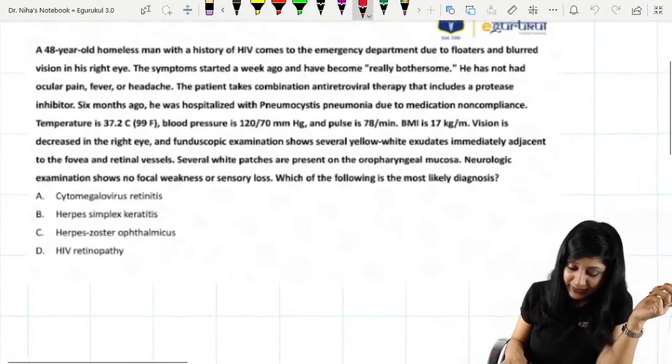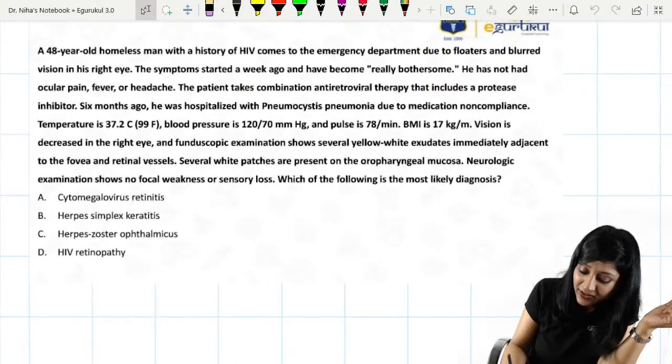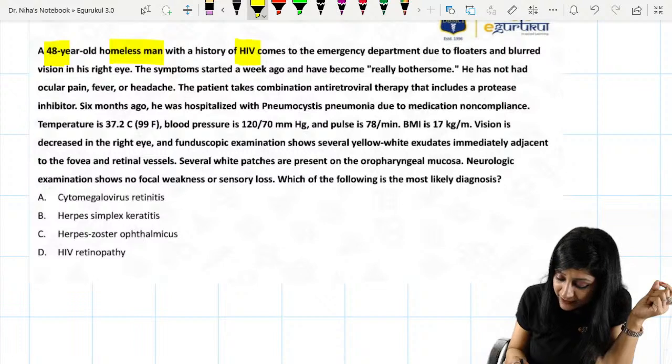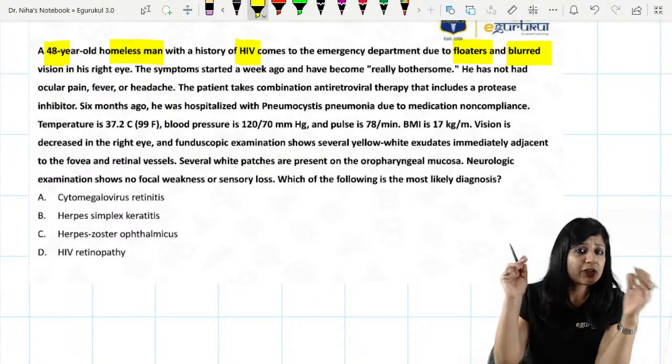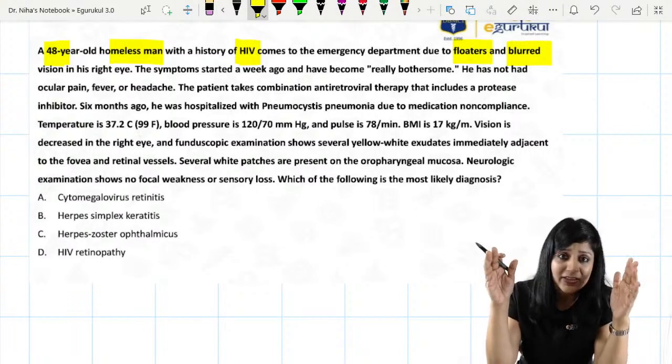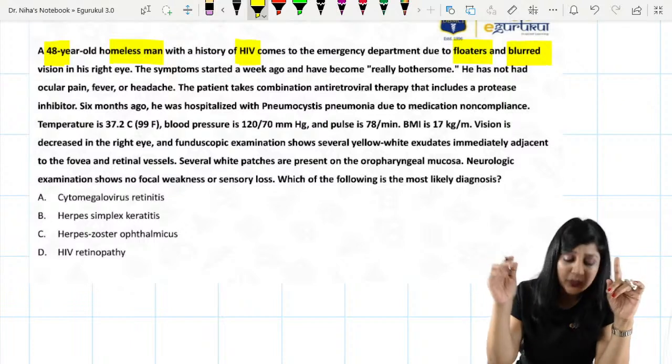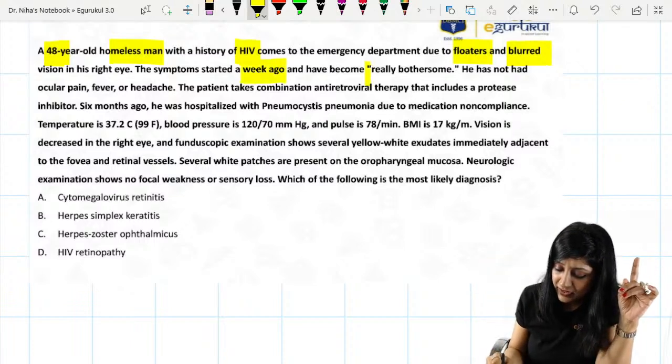Okay, now see this case. This is actually a 48-year-old homeless man, and he is coming with a history of HIV, with floaters and blurring of vision. So they are giving you a very clear-cut history. The patient is having HIV, we have floaters, blurring of vision. The symptoms started just a week ago, so it's an acute one, and they're really bothersome.